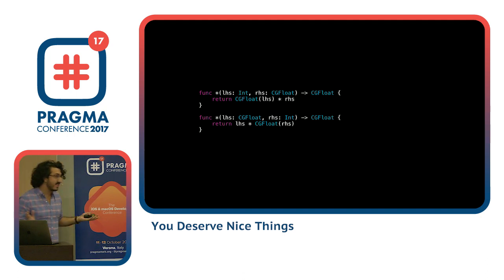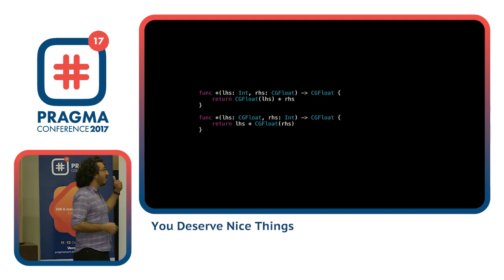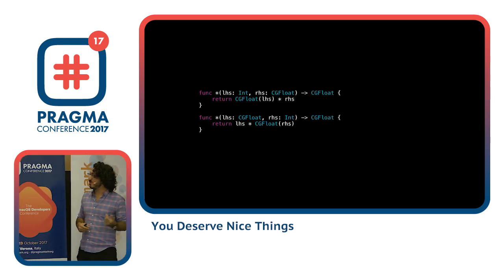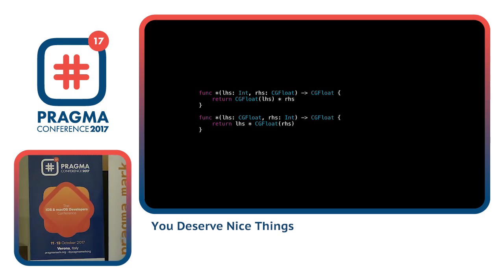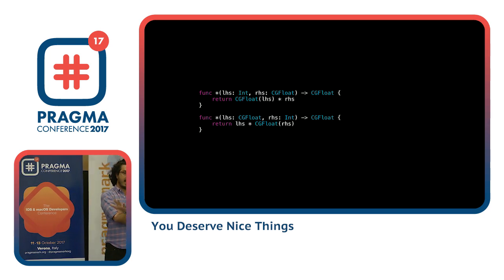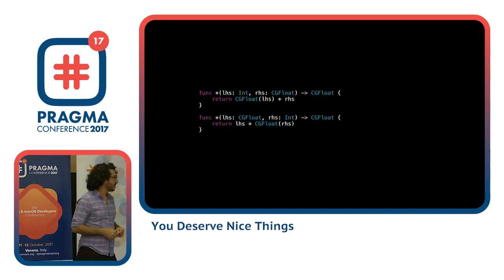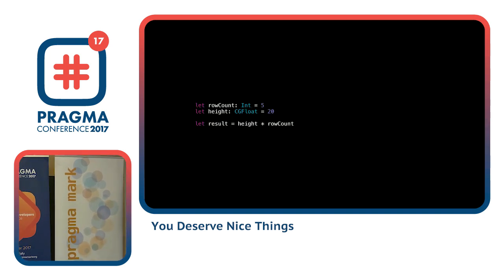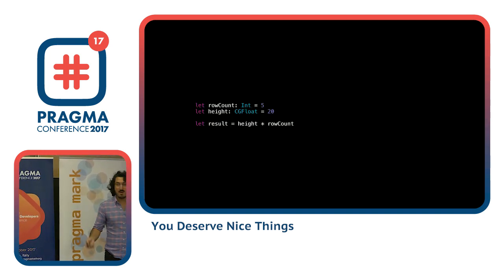So, you deserve nice things. You can override the multiplication operator and make it take 2 new parameters. One that's an int and a CG float, and one that's a CG float and an int. So it works both directions. And perform the conversion inside of here. And then you can go back and multiply your numbers exactly as you want to multiply your numbers.